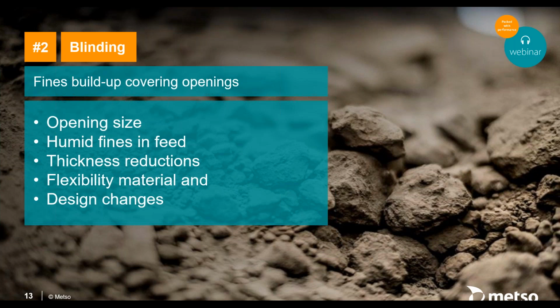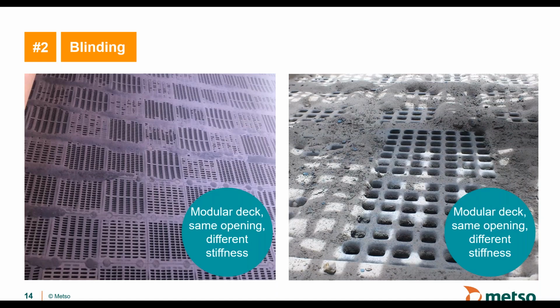It's also depending on the humidity of the fines. This happens in dry screening. The higher humidity in fines you have, the bigger problem it is, and also how much fines you have, let's say, in the feed. Also, to address this, there could be various measures to take, thickness reductions and more flexible materials, and also design changes of the screen cloth. So to illustrate this, we will continue with a couple of similar examples, and I will move on now.